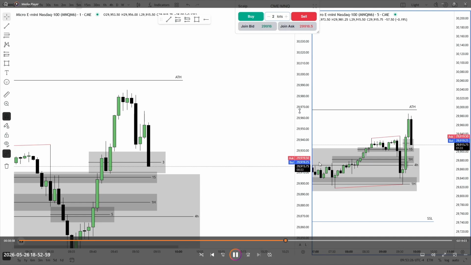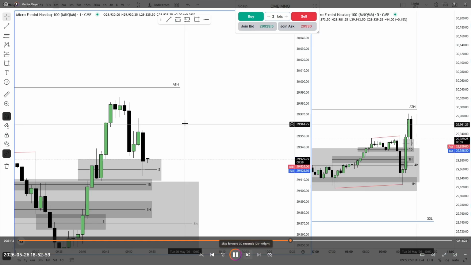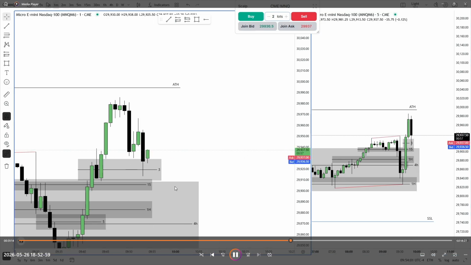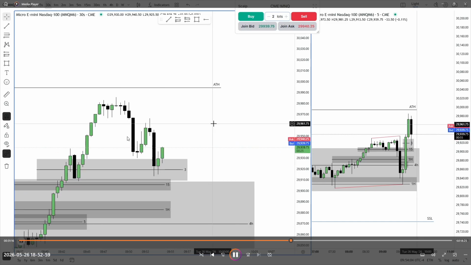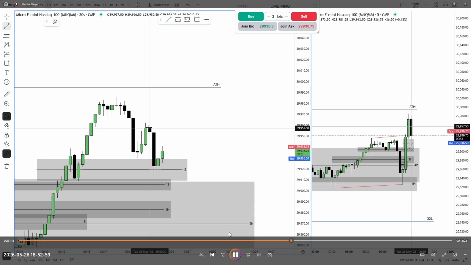We are already at 9:53, 3 minutes into the macro time. Okay, then I'm waiting for a nice rejection. We start rejecting the 3 minute gap. I go into 30 second. It was very beneficial for me to go to the 30 second. If I would have waited for the 1 minute, technically I would have still gotten an entry, but yeah, 30 second was a better entry for me. So it's 30 second, I wait here.